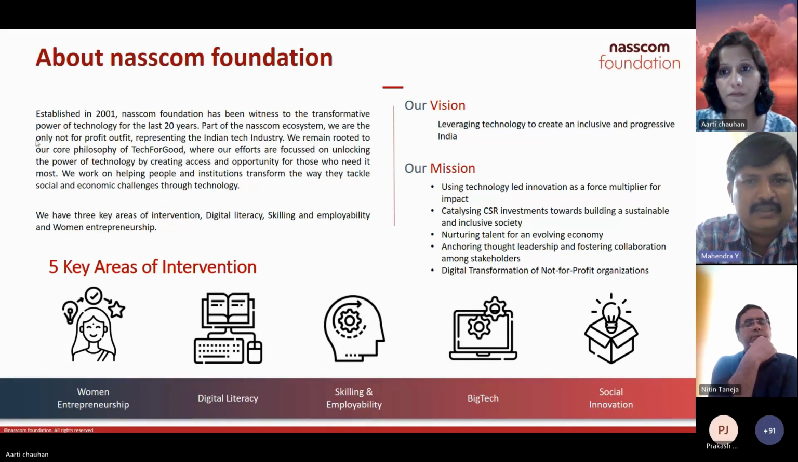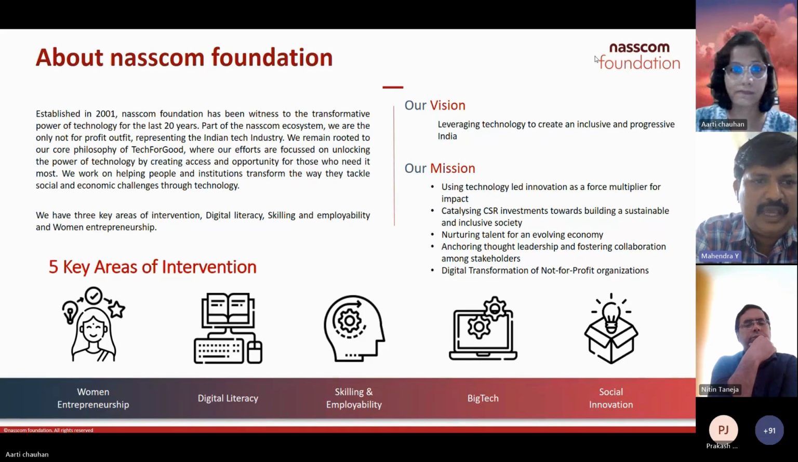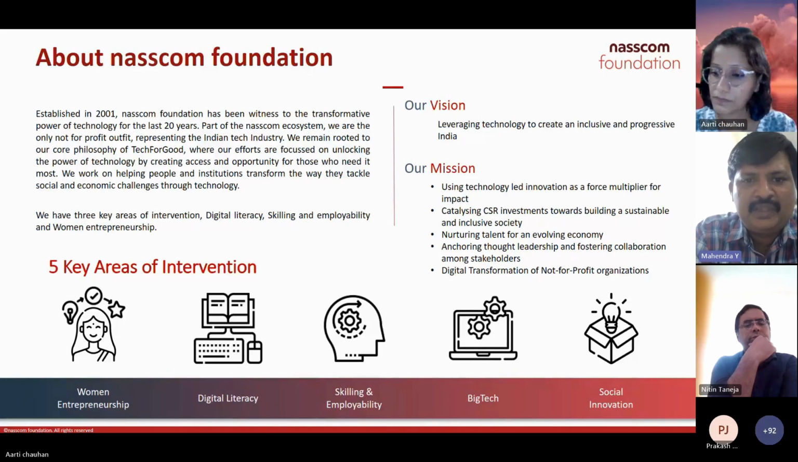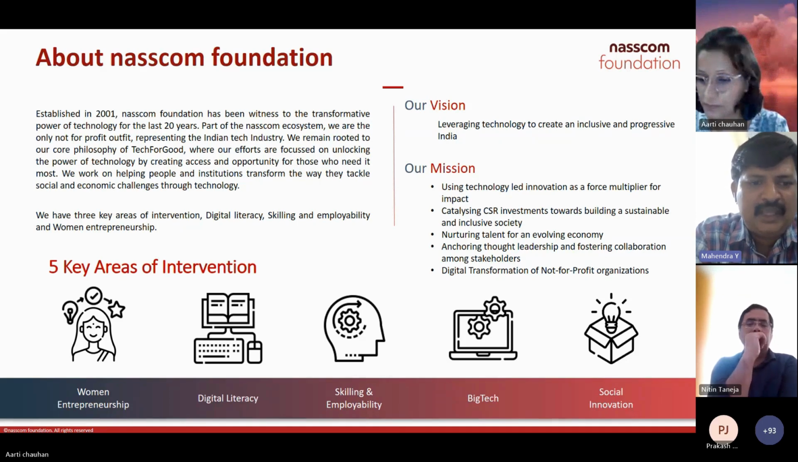To start off with, just a quick background about who we are. About the Foundation, we have been in this industry for the last 20 years, and our vision is to leverage technology to create an inclusive and progressive India. We have five key interventions where we work. The first one is women entrepreneurship, where we work with women on their entrepreneurship journey and how we can take it forward.